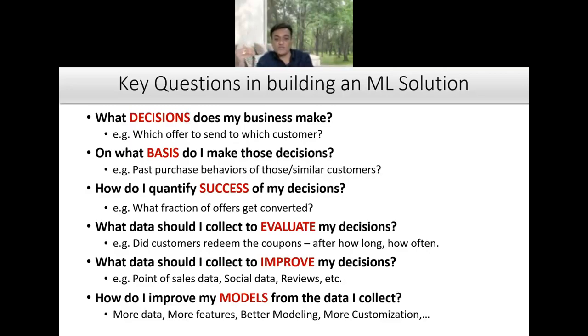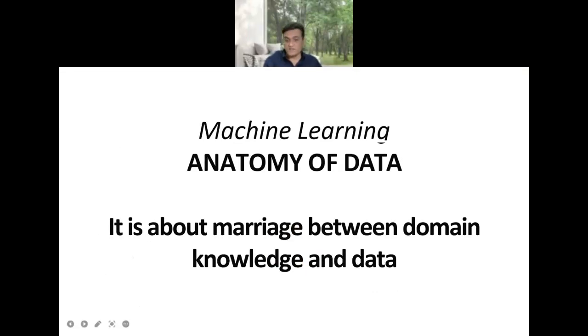How do I improve my models from the data I collect? So more data I need to collect, more features I need to look for, a better model, more customization of the model, or maybe I need to rethink and restructure the machine learning system. So it is all about thinking about the data, working on the data, and finally driving better decisions from the data. It helps us in understanding the business problem solution very well.